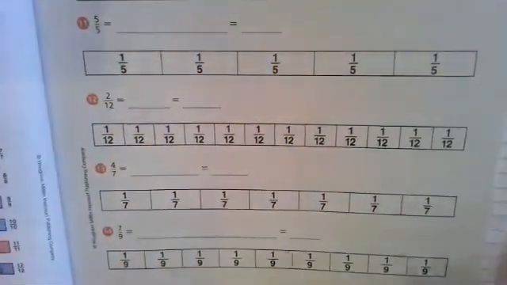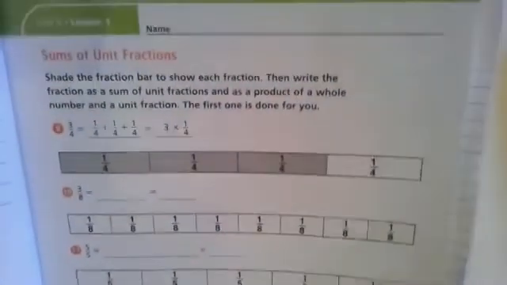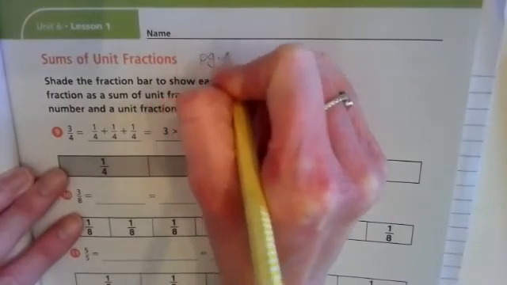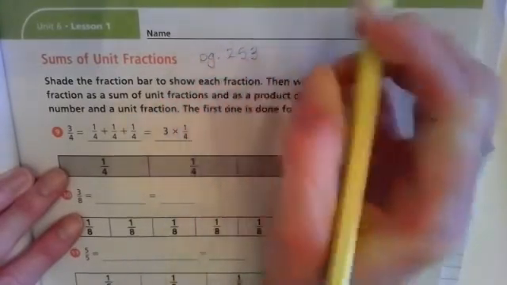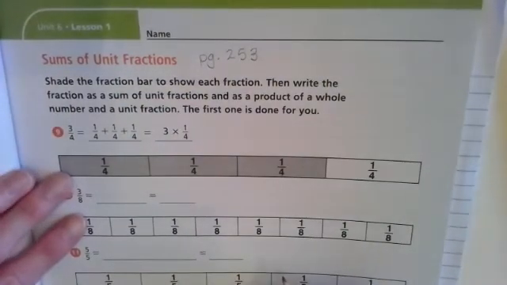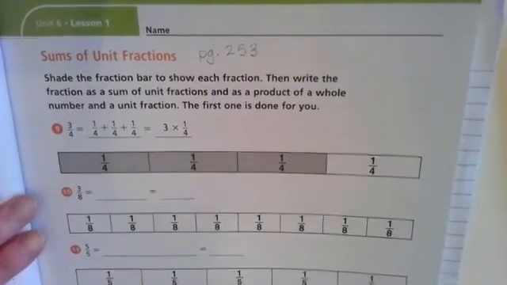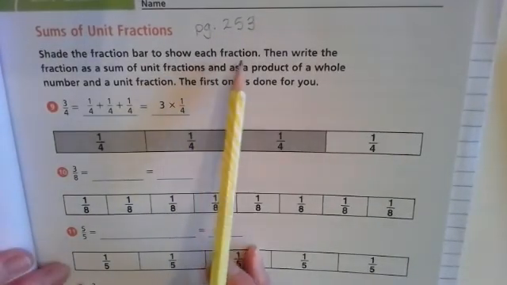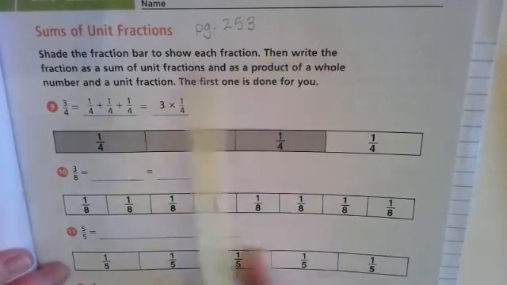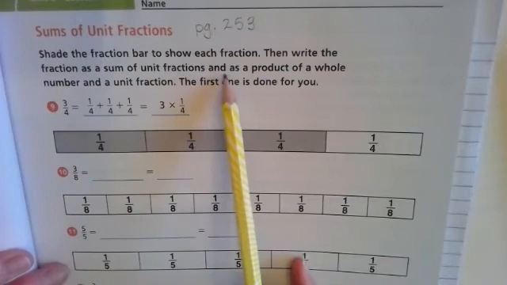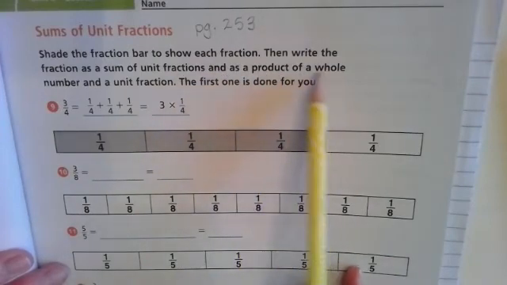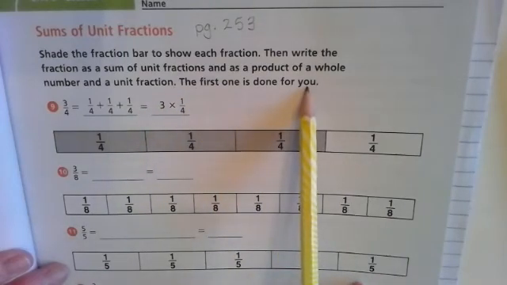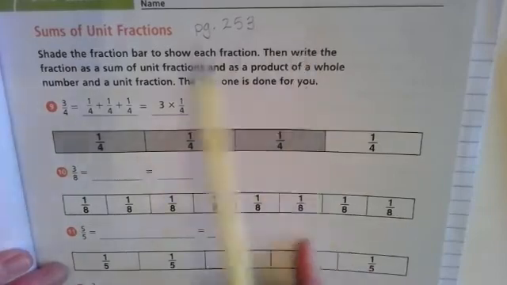Let's move along. Open up in your workbooks to page 253. This page is taking it one step further, and they're asking us to shade in the fraction bars to show each fraction. Then write the fraction as a sum of unit fractions and as a product of the whole number and a unit fraction. They did the first one for us. Those are loaded directions. Let's go back through.